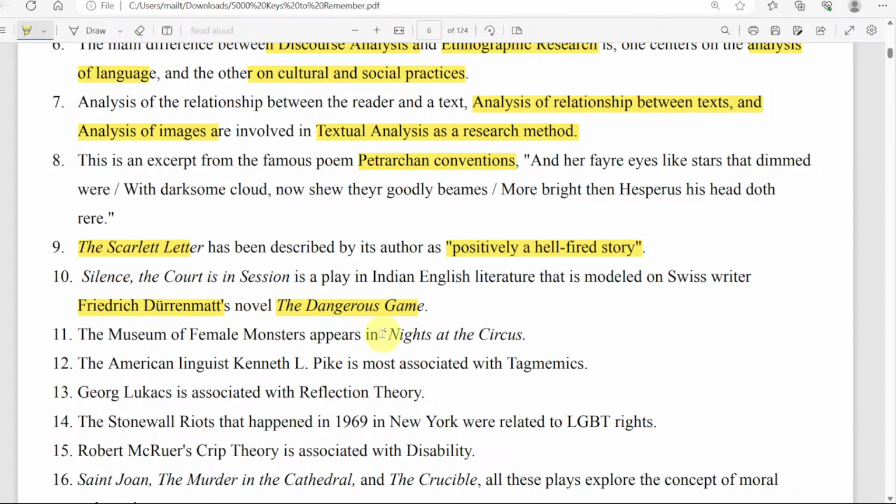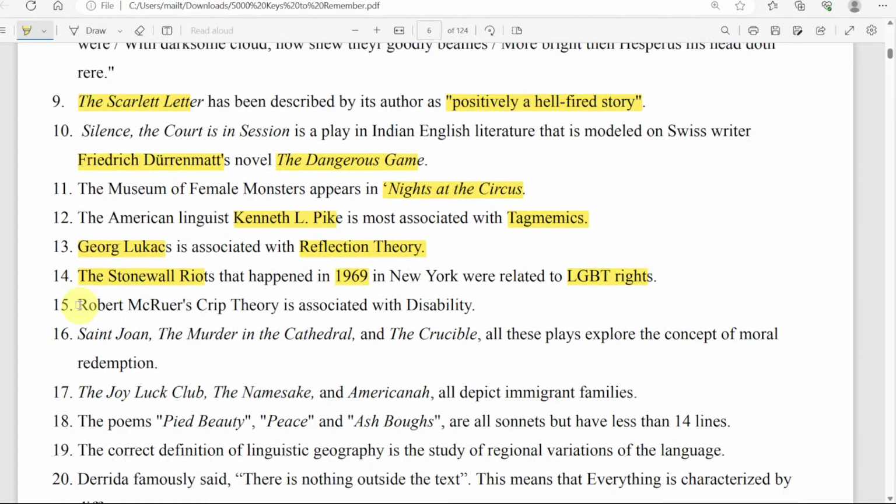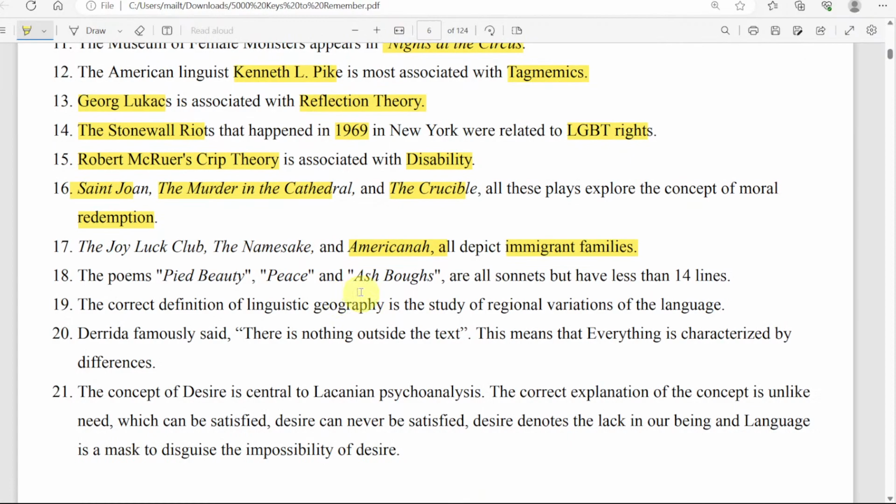And the American linguist Kenneth L. Pike is mostly associated with what? Tagmemics. And George Lukács is associated with reflection theory. And the Stonewall riot that happened in 1969 in New York was related to LGBT rights. Great. And Robert McRuer's crip theory is associated with disability. And St. Joan, Murder in the Cathedral and The Crucible all explore the theme of redemption. And The Joy Luck Club, The Namesake and Americanah all depict immigrant families. And the poems Pied Beauty, Peace and Ash Boughs are all sonnets but have fewer than 14 lines. That is, all curtailed sonnets, right?